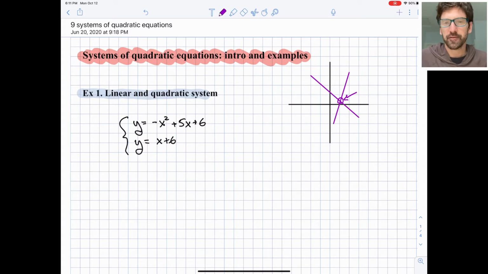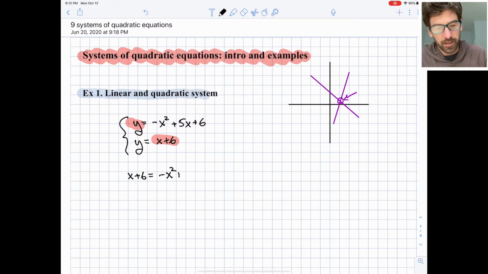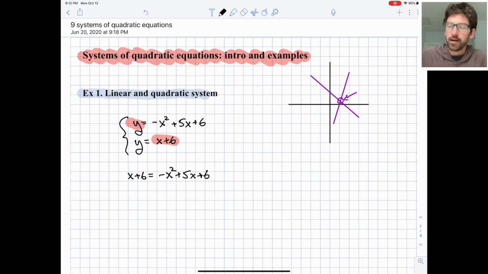And I think you can see for this first one, since y is isolated in both equations, it's going to be easiest to simply plug in that red x plus 6 for the red y. Since x plus 6 is equal to y, we're allowed to replace it. So let's go ahead and do it, and we can rewrite this as x plus 6 is equal to negative x squared plus 5x plus 6. And then let's go ahead and solve.